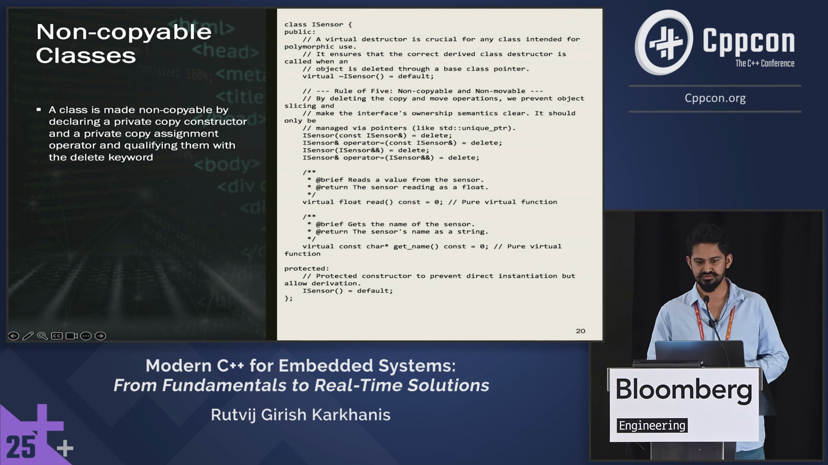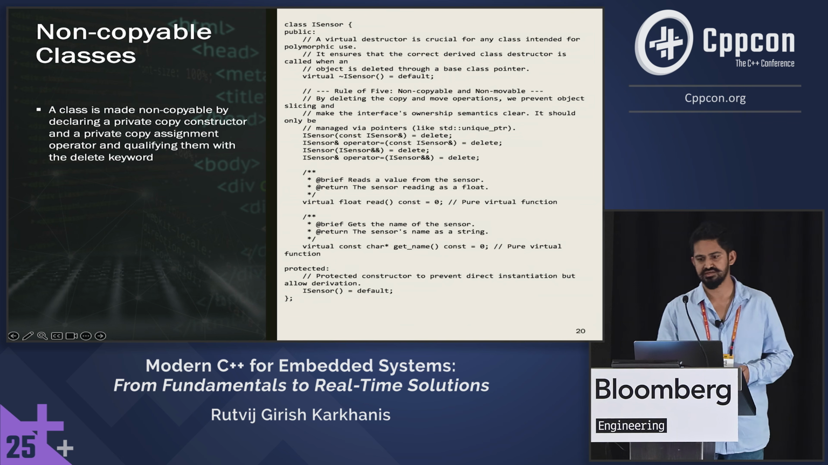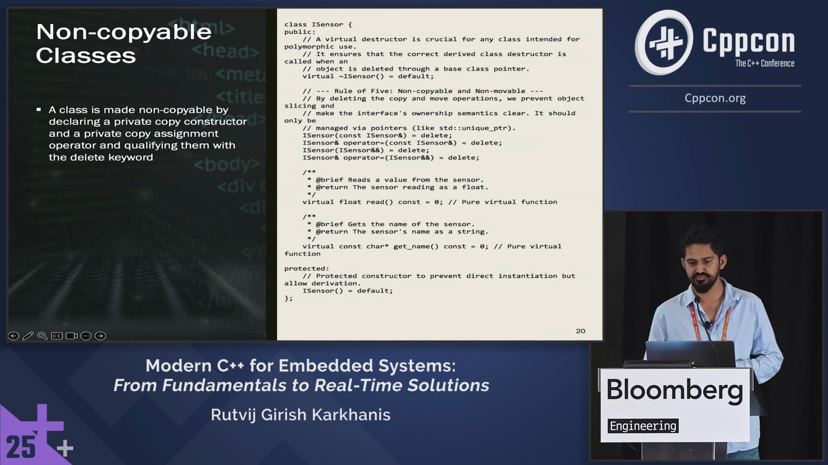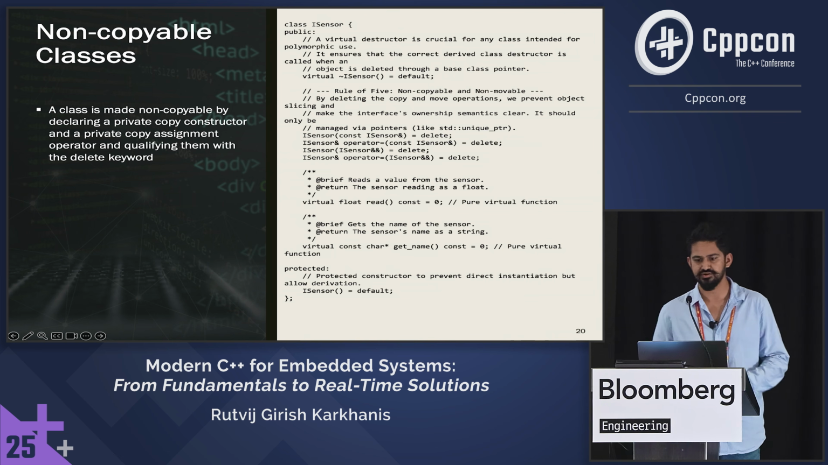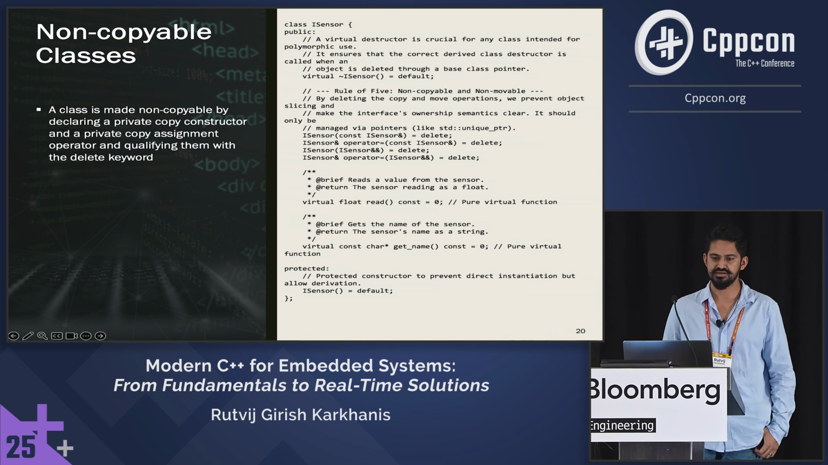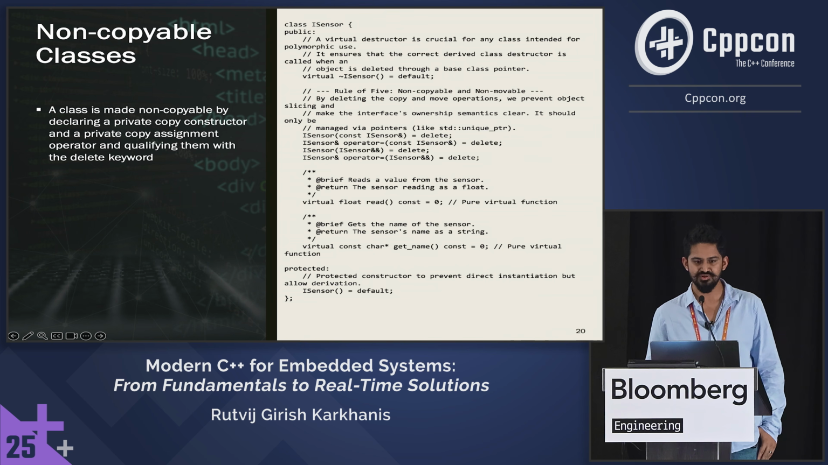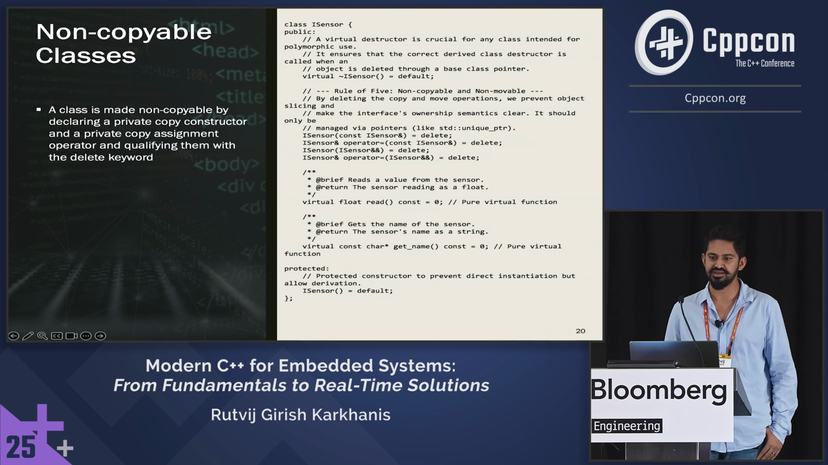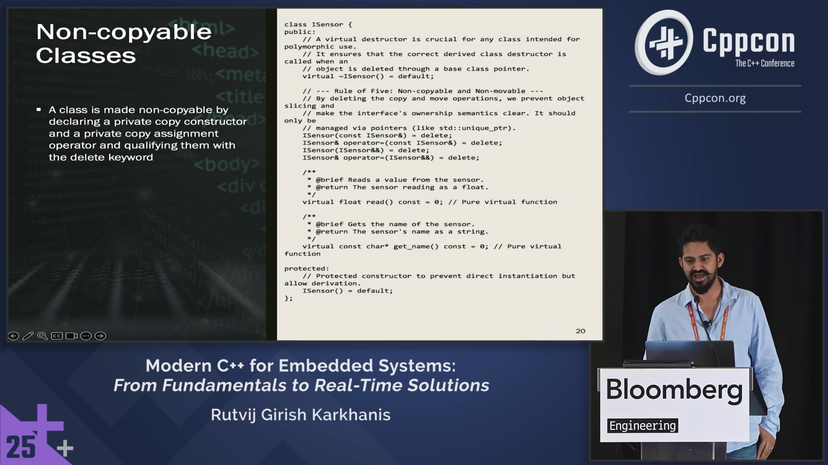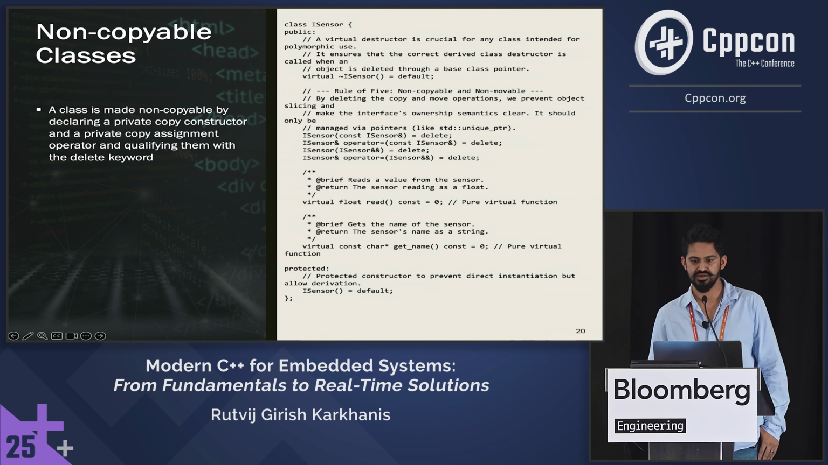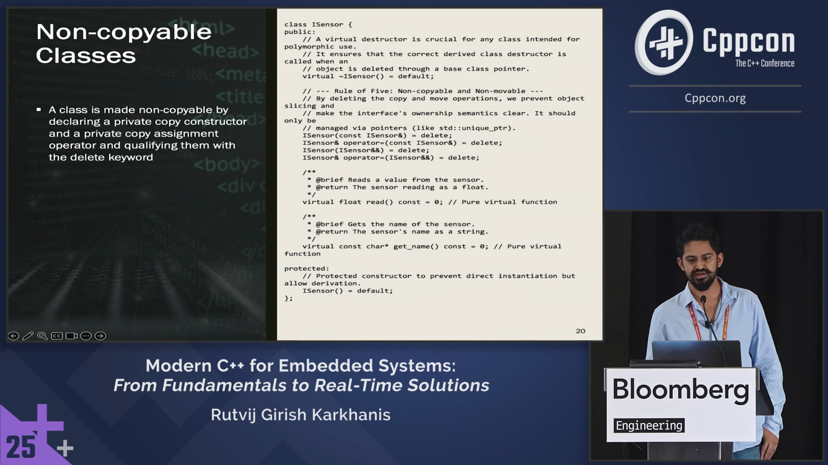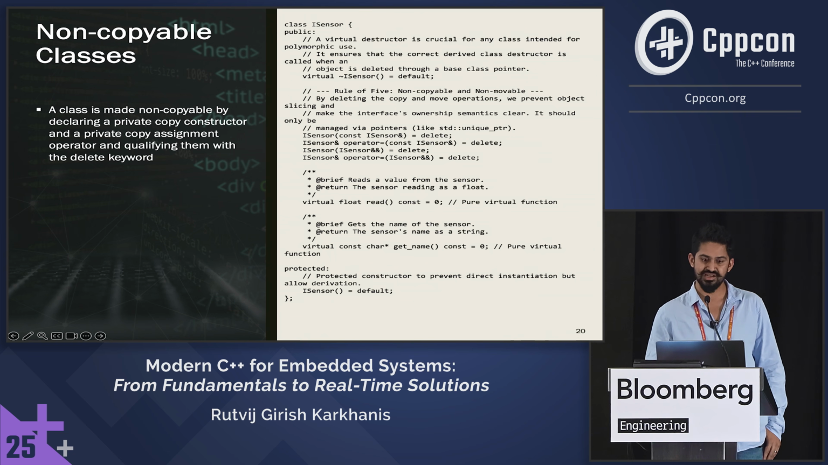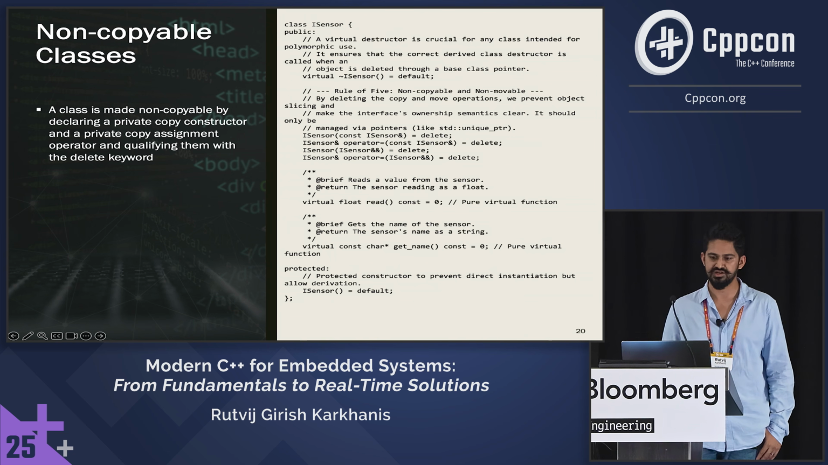Non-copyable classes. When using non-copyable classes, the compiler will issue an error for any code, including compiler-generated code, that tries to copy the class. A class is made non-copyable by declaring the copy and the move constructors and the assignment operator as private and qualifying them with the delete keyword. This technique is done on purpose to eliminate the risk of both intentional as well as unintentional attempts to copy the instance of a class.